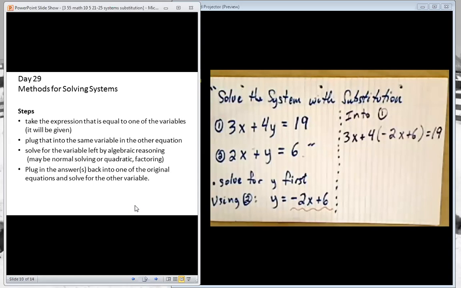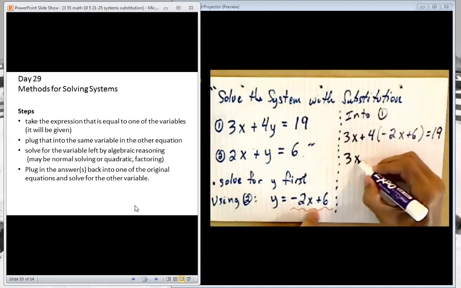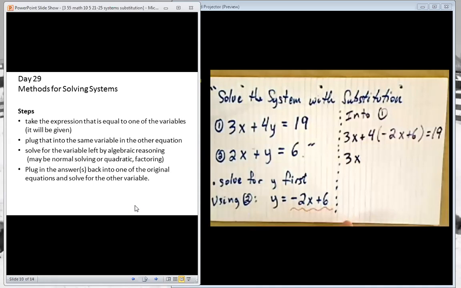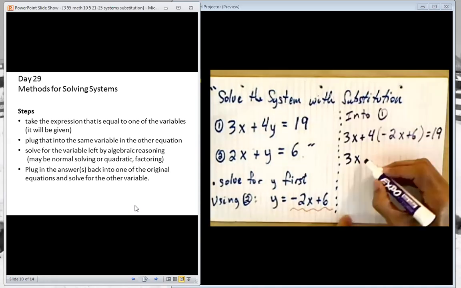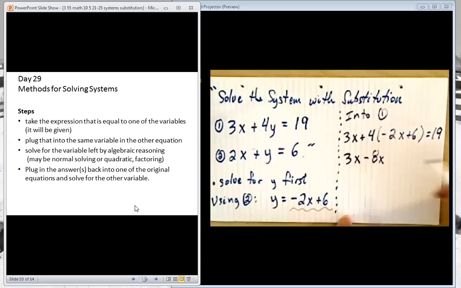All right, so what is the next step going to look like? Yeah, I can write it right down here. That's smart, actually. We get 3x, because we've done a few of these now, right? 3x, what's next? Yep, minus 8x. Plus 24 equals 19, like that.